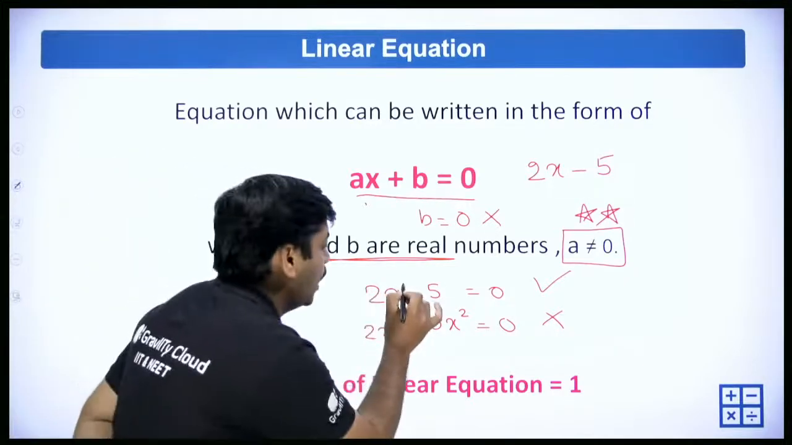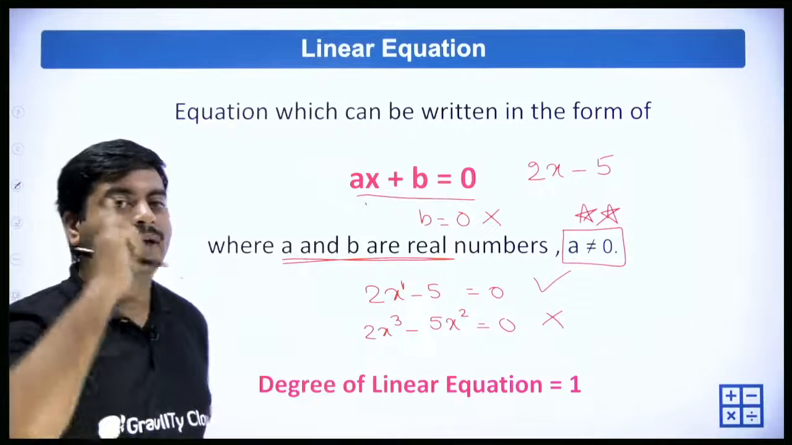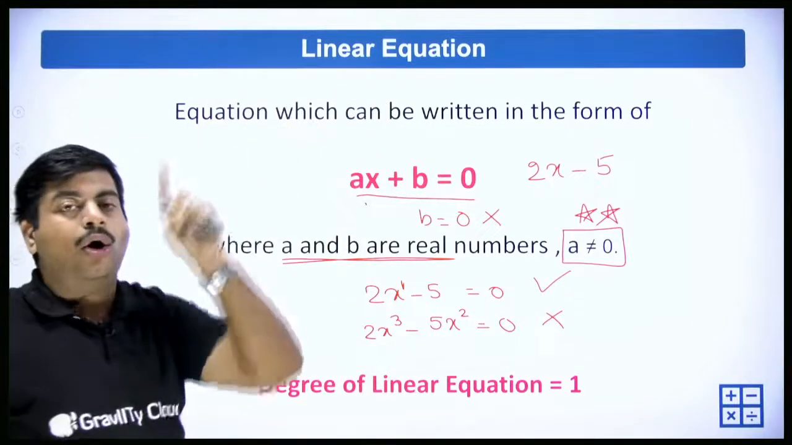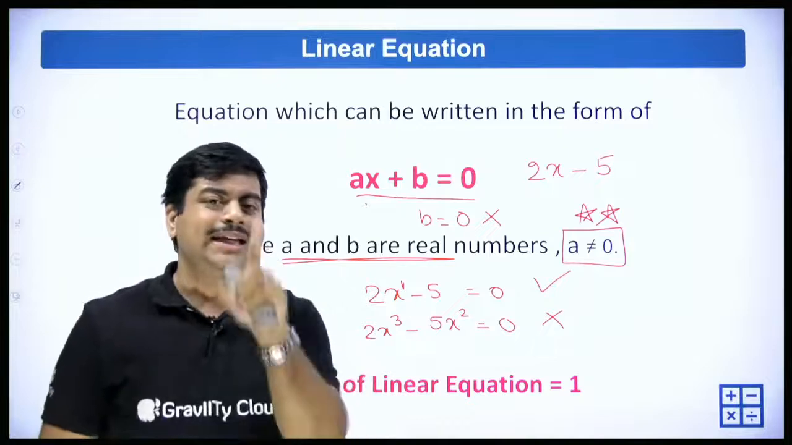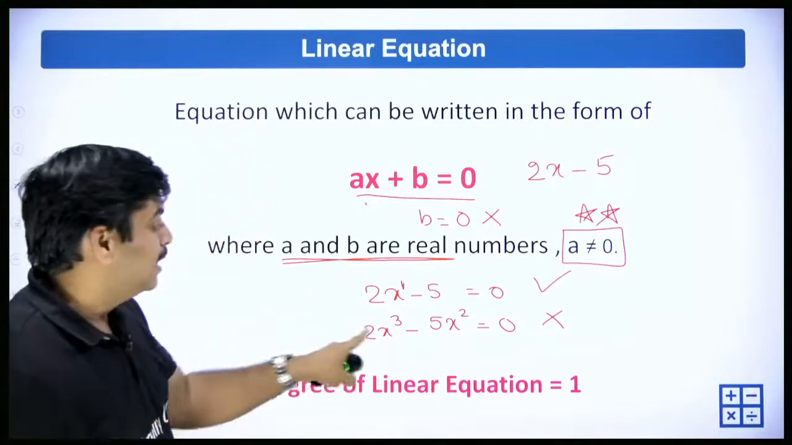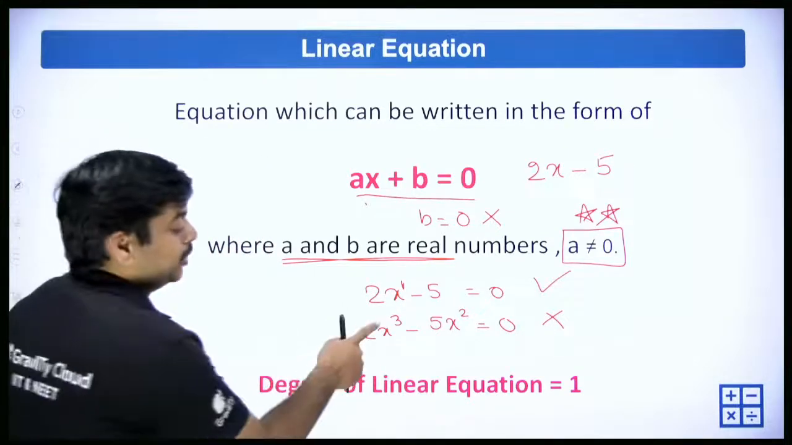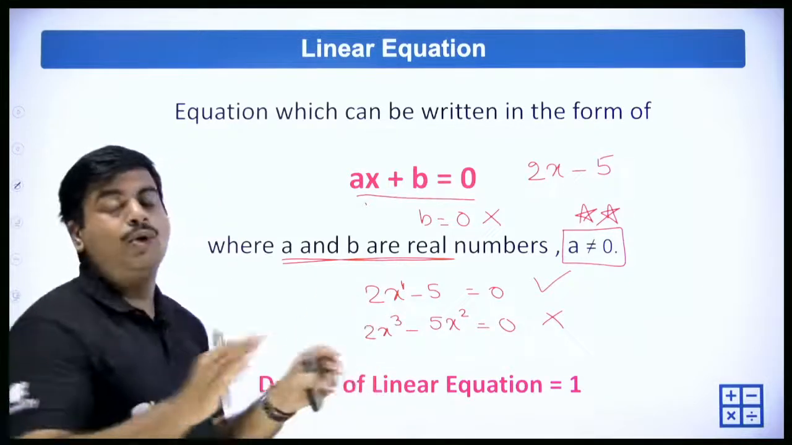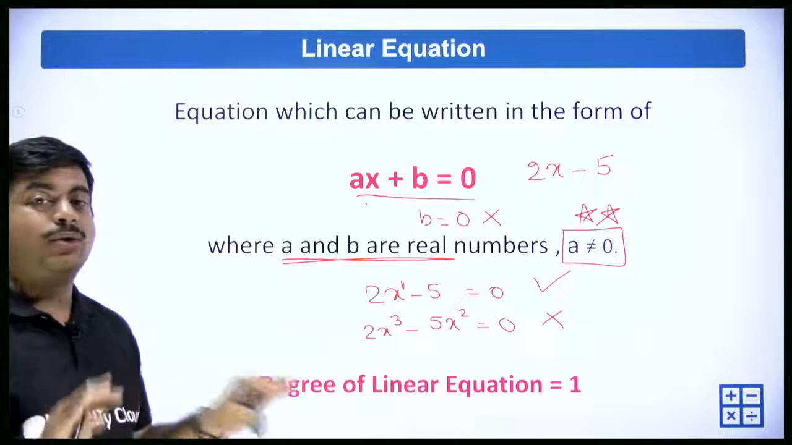X power 1, that 1 is what makes it a linear equation. Always for a linear equation, the degree should be equal to 1. Here, the degree is 3. What is degree? The power. That power is 3, so it is no longer a linear equation.